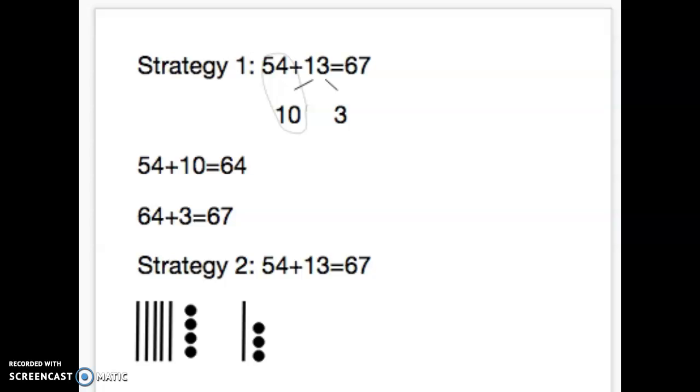54 plus 13. I decompose 13 into 10 and 3. 54 plus 10 equals 64. Don't forget about these 3 ones. So 64 plus 3 equals 67. Using my quick tens and ones drawing, I started off with 5 tens, 4 ones, and then I drew 1 more ten and 3 ones. If I put this together, I have a total of 6 tens, 7 ones, and that makes the number 67.